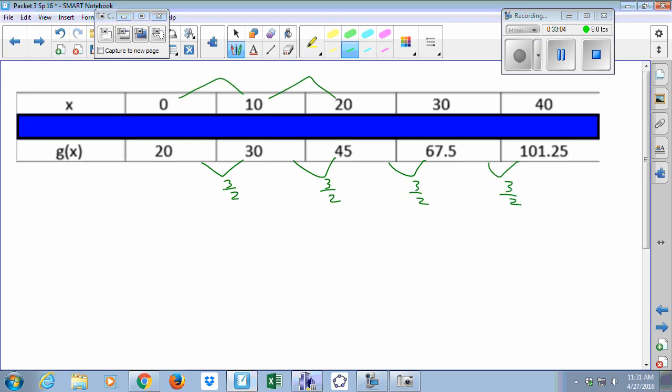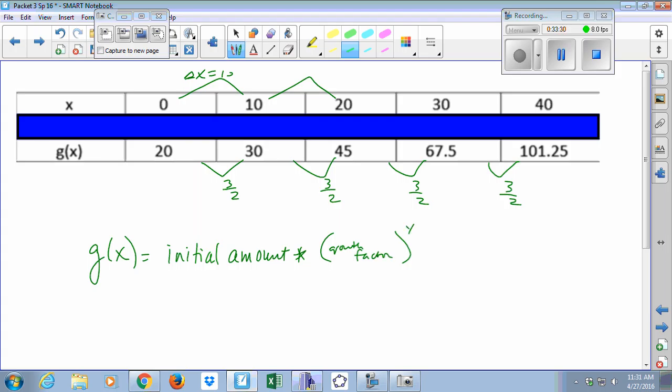Our change in x is 10. Okay. So what I want to come up with is some function for g that has the form that we talked about initially. It's the initial amount times some growth factor, in this case it's a growth factor, raised to the power of x.